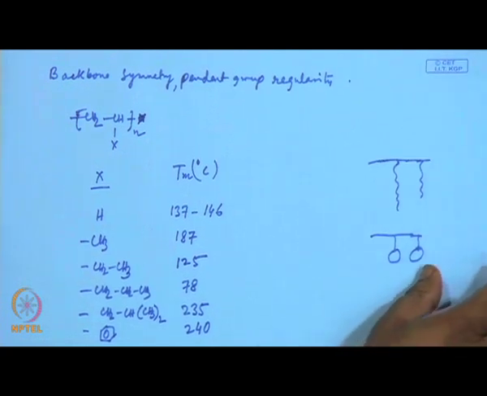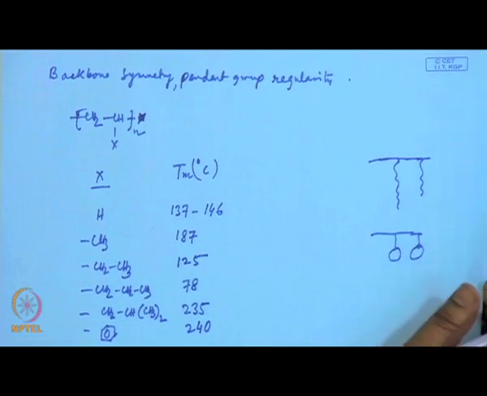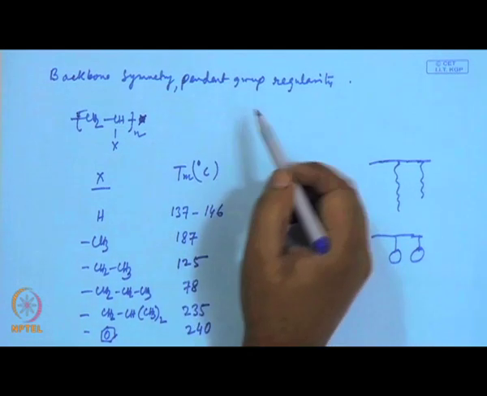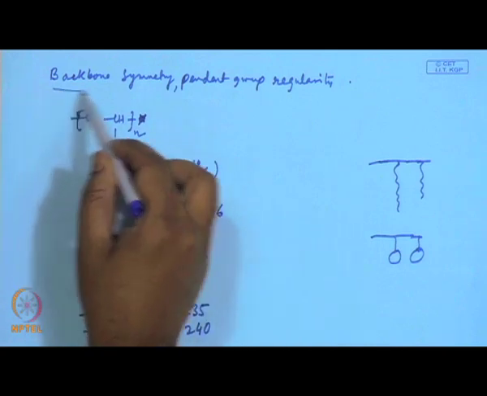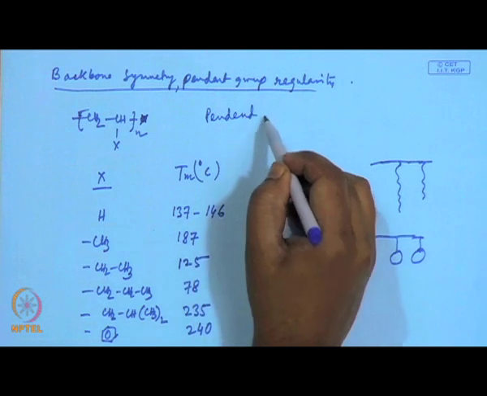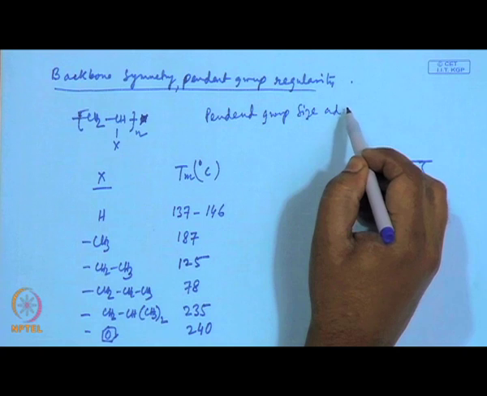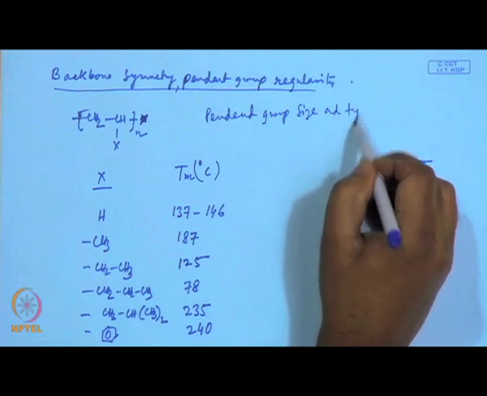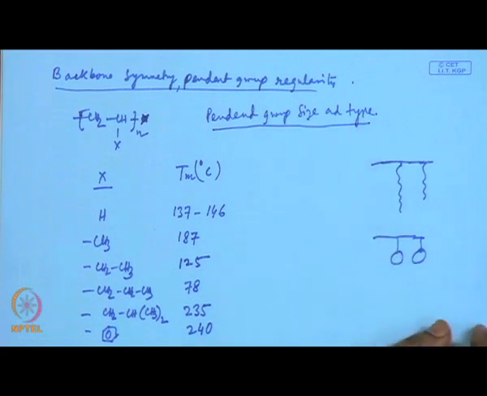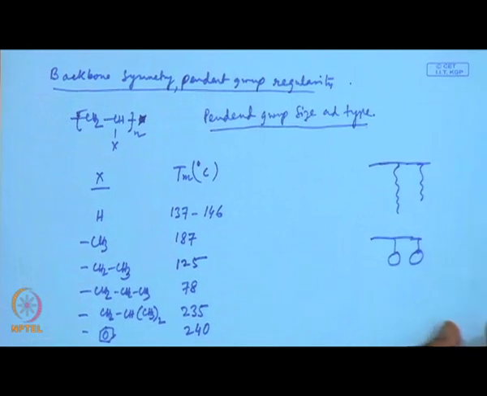So, it is basically the pendant group size we are talking about. We are talking about pendant group size and type. Depending on what is the type and size of the pendant group, the melting point gets influenced.